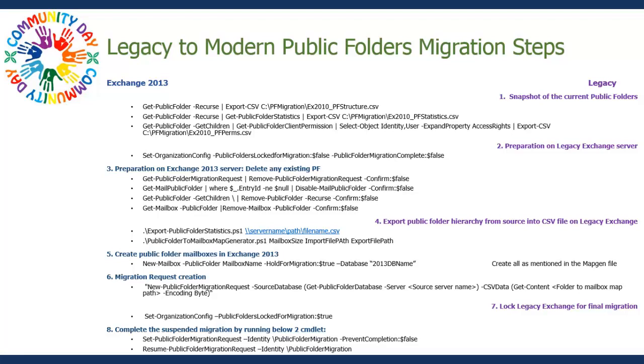For the import file path, you have to use a UNC file name, the file which was exported in the previous command using Export-PublicFolderStatistics. That file you have to import, and you have to give another UNC path to export a file which will be the map generator script's file.